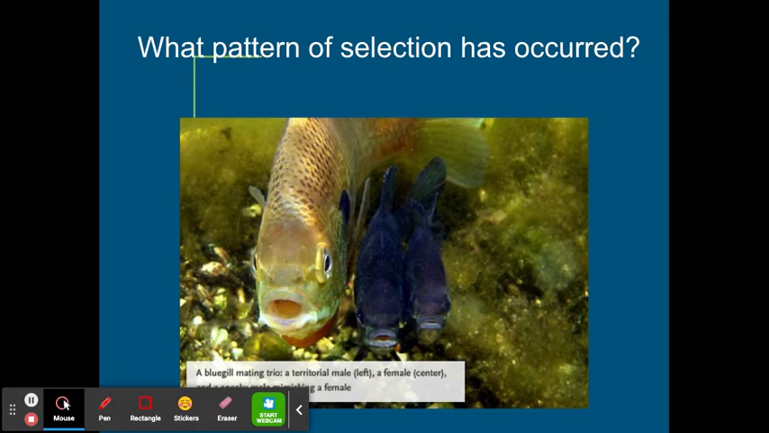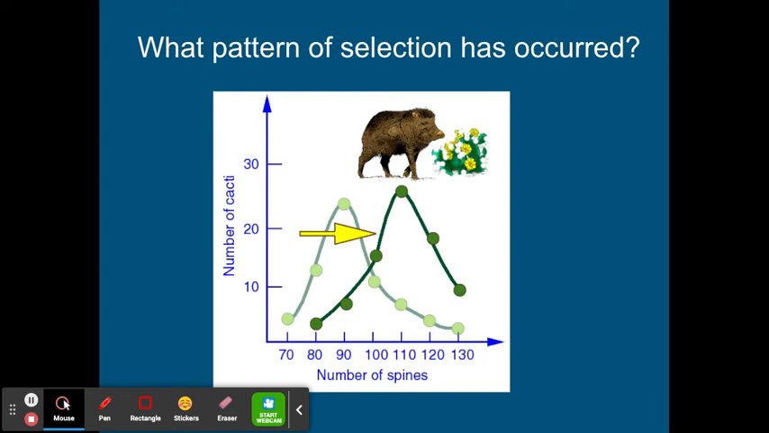Disruptive selection. I want to give them a second. Okay, so make sure you put that on your note sheet. It's disruptive because we are favoring those two extreme phenotypes, either a very large male or a small mimic male. Perfect. So what pattern of selection has occurred?